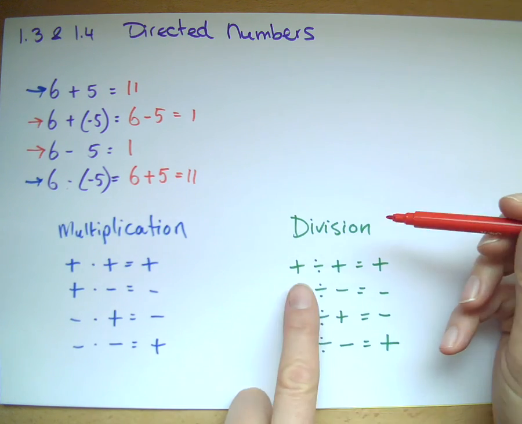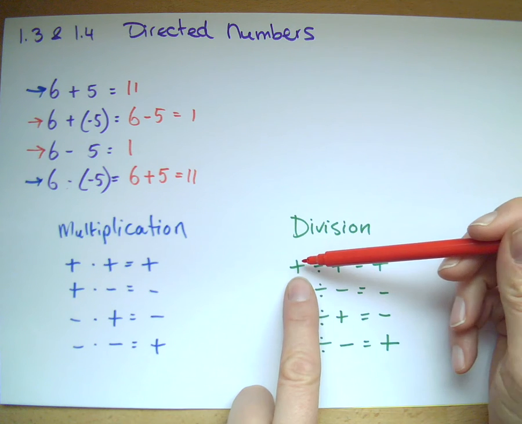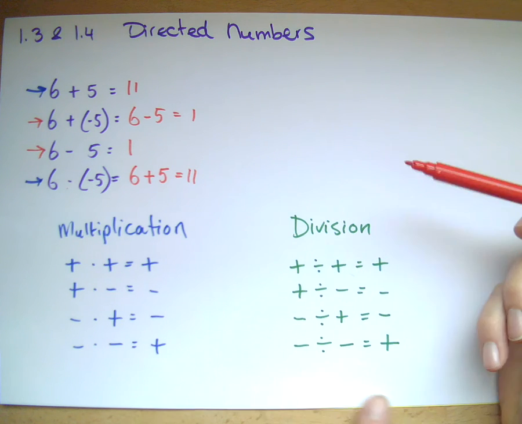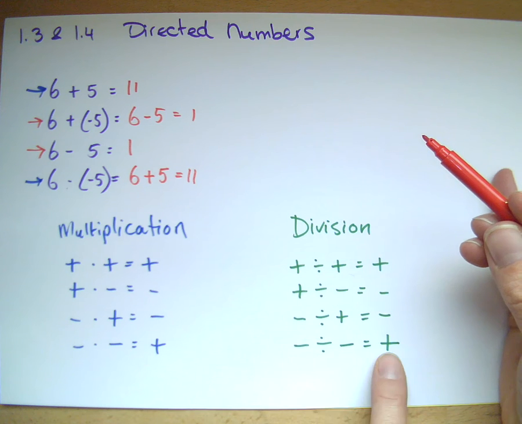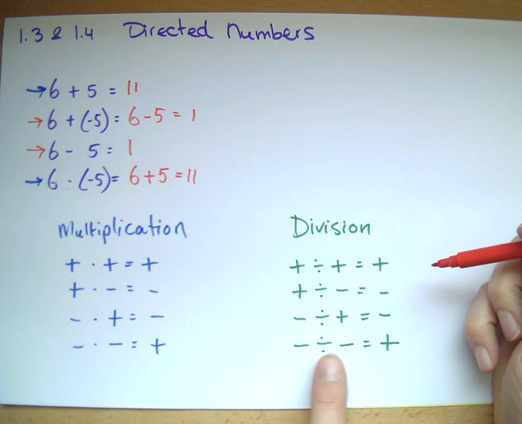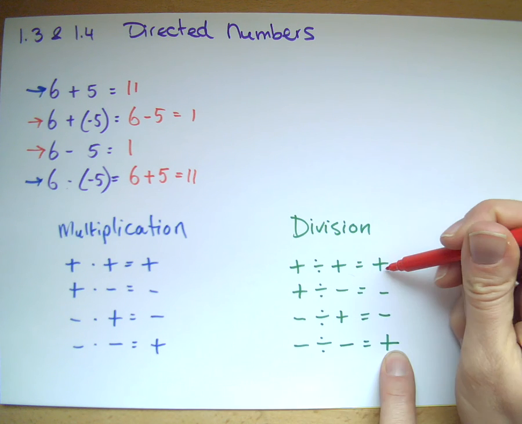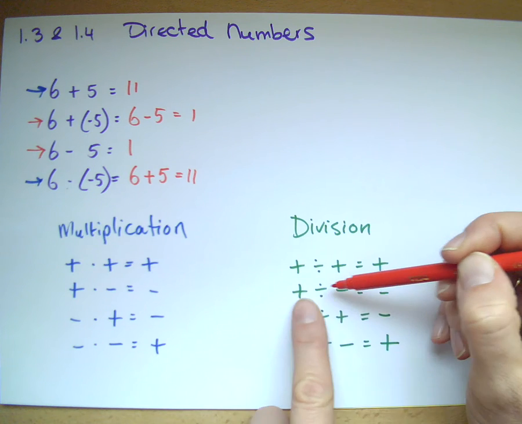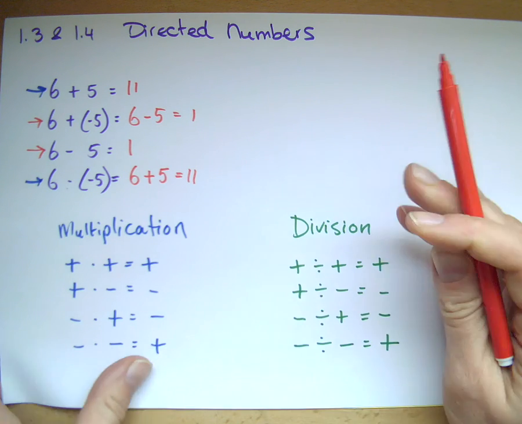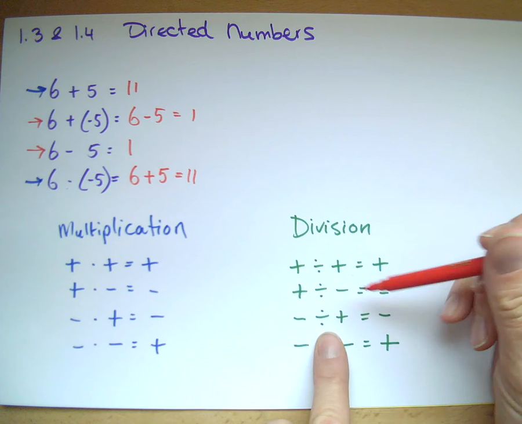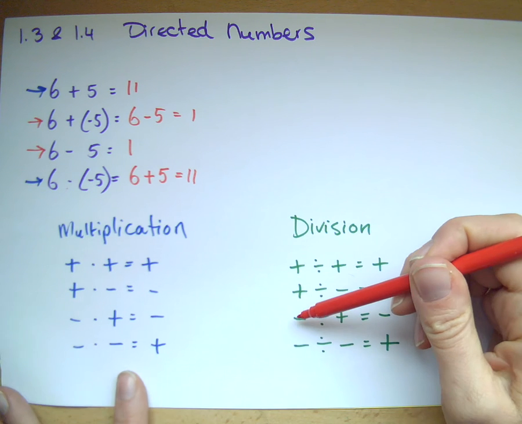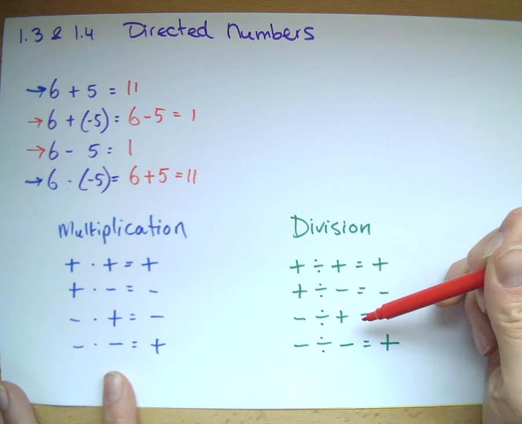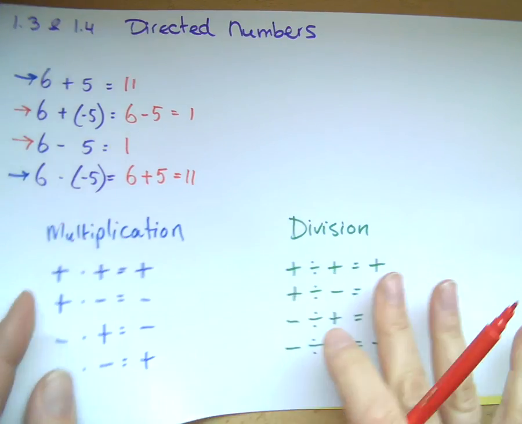Same for division. When you're dividing a positive by a positive, you'll get a positive. If you're dividing a negative by a negative, you'll also get a positive. So when these signs are the same, you'll get a positive answer. When the signs are different, you'll get a negative answer. Again, it doesn't matter how big or small the numbers are. Just the signs tell us this already. Okay.